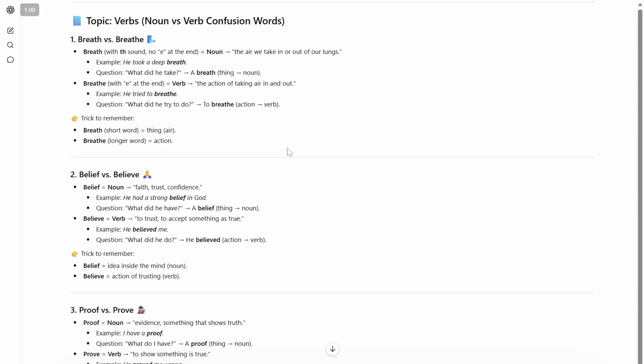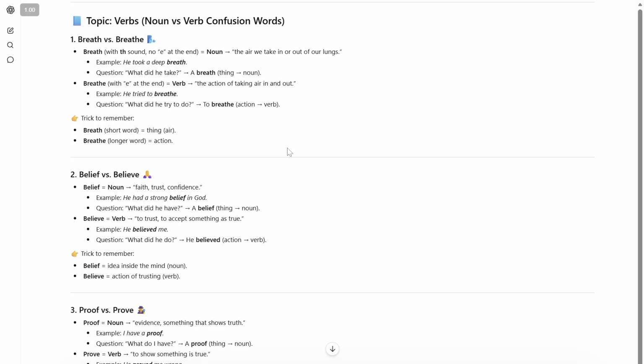Topic: verbs, noun versus verb confusion words. 1. Breath versus breathe. Breath, with the TH sound, no E at the end, equals noun, the air we take in or out of our lungs. Example, he took a deep breath. Question, what did he take? A breath, thing, noun.